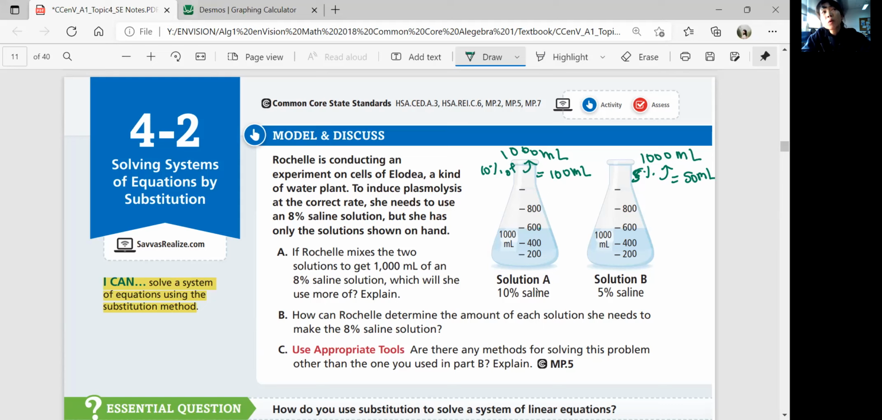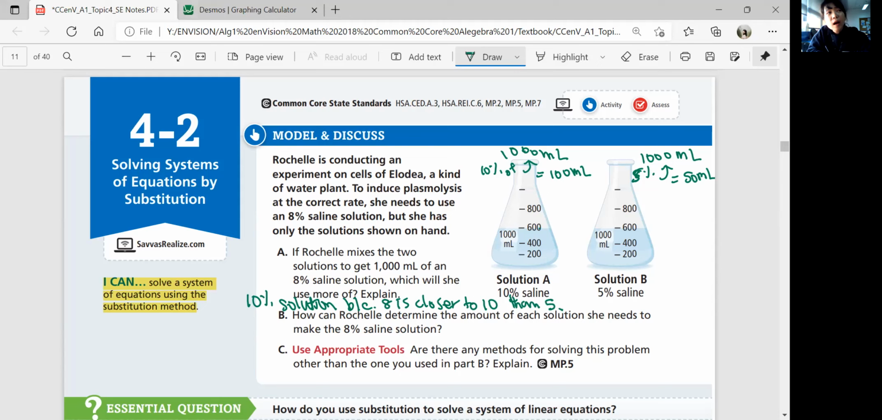But if she uses more of the 10%, she'll get closer to 10. If she uses more of the 5% solution, she'll get closer to 5. Is 8% closer to 10 or closer to 5? It's slightly closer to 10, right? So you can say she will use more of the 10% solution, because 8 is closer to 10 than 5.